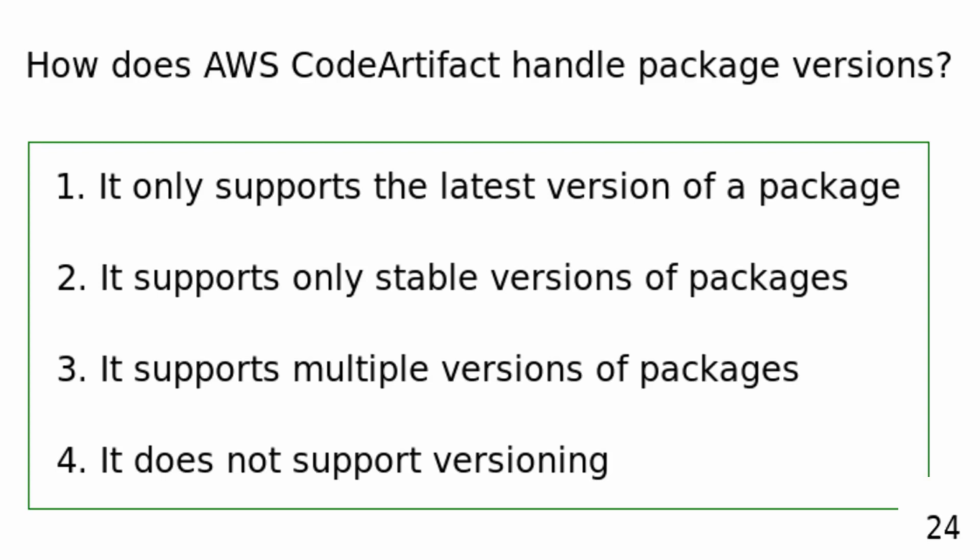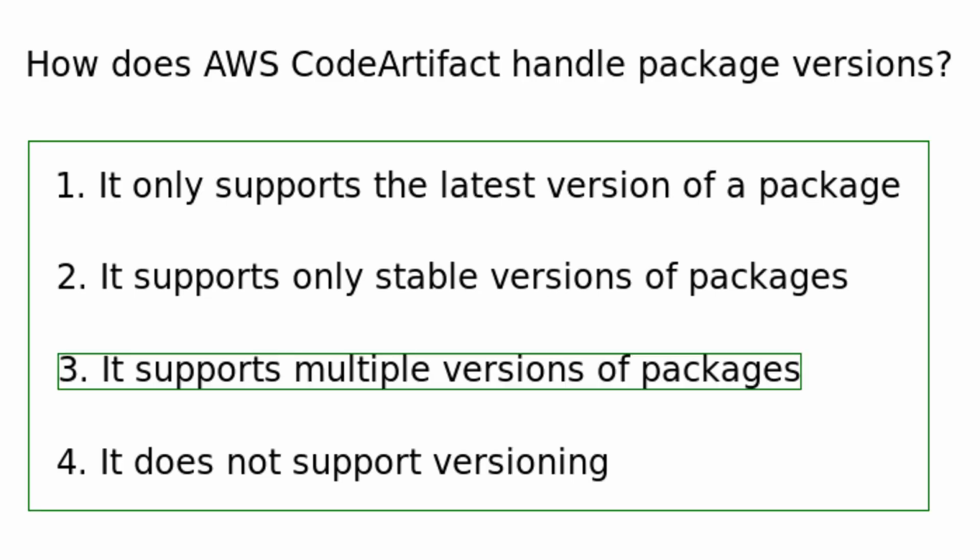How does AWS CodeArtifact handle package versions? It only supports the latest version of a package. It supports only stable versions of packages. It supports multiple versions of packages. It does not support versioning. AWS CodeArtifact supports multiple versions of packages, allowing developers to work with different versions as needed.